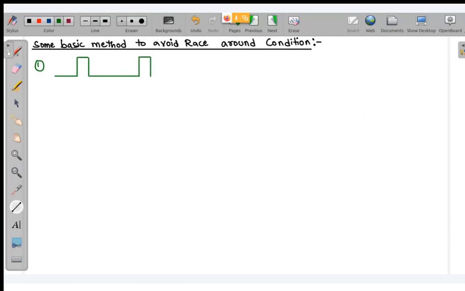Okay, if we do something like this, then sir, what can we do? We can avoid the race around condition. Why? Because we have decreased this positive level duration.